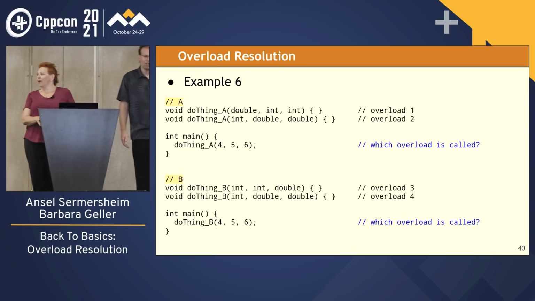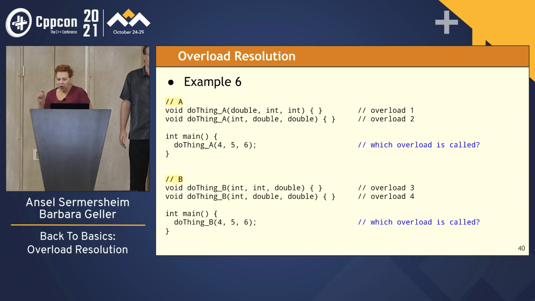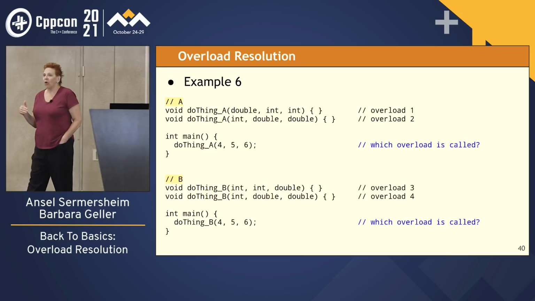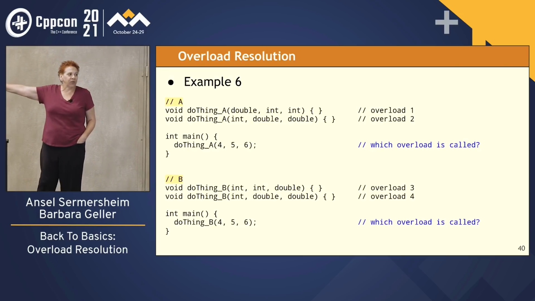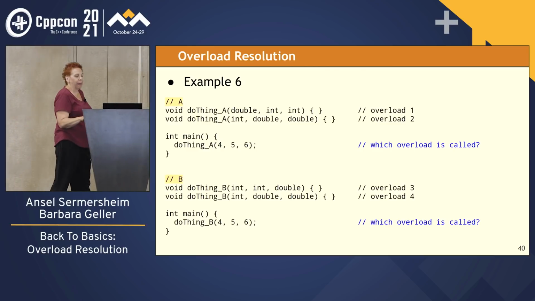Now we begin the fun round. Example 6. If you look at A and B, in do thing A and do thing B, we're passing 4, 5, 6. So that part's the same. We saved you some reading. And in A, we have overload 1 and 2, and in B, we have 3 and 4. These are not connected examples. We're just doing 2 at the same time for a specific reason.